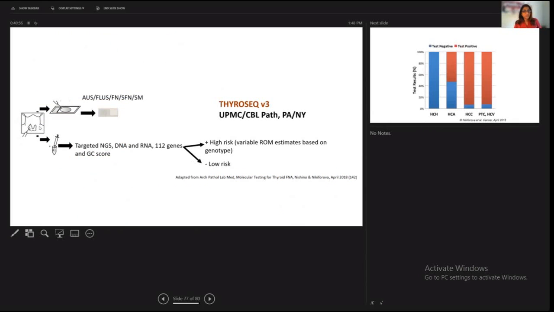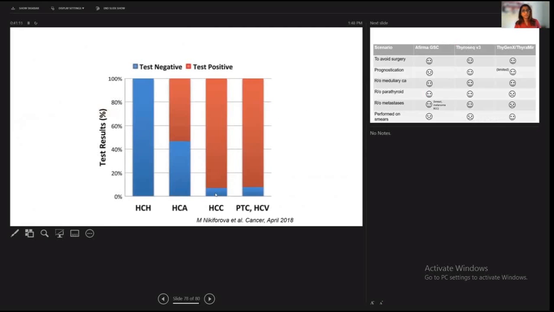So ThyroSeq, again, you take the sample, you express into ThyroSeq preservative, and the remainder of sample goes into cytology, and a targeted panel is performed, and then ultimately the results are spewed as high risk or low risk. ThyroSeq has been especially promising in the area of Hürthle cell lesions, where, as you can see from this particular paper back in 2018, ThyroSeq was able to completely identify all those Hürthle cell non-neoplastic lesions. So if it was negative, it was rest assured they were non-neoplastic or benign. And it was able to identify most of the malignancies as well here.